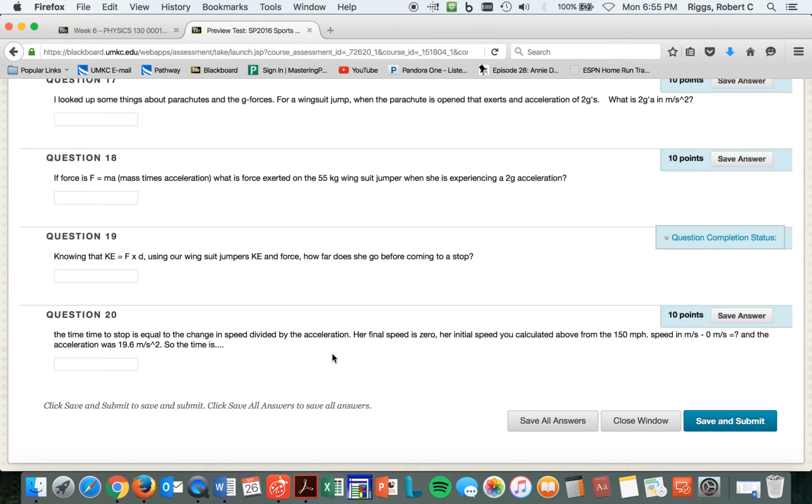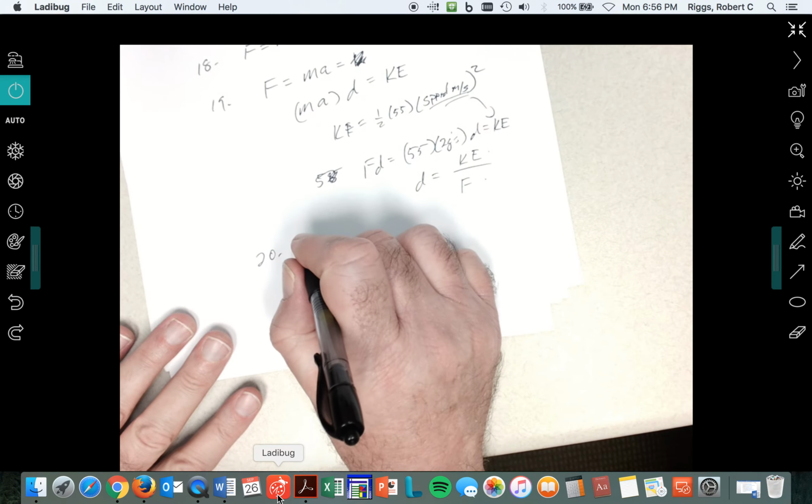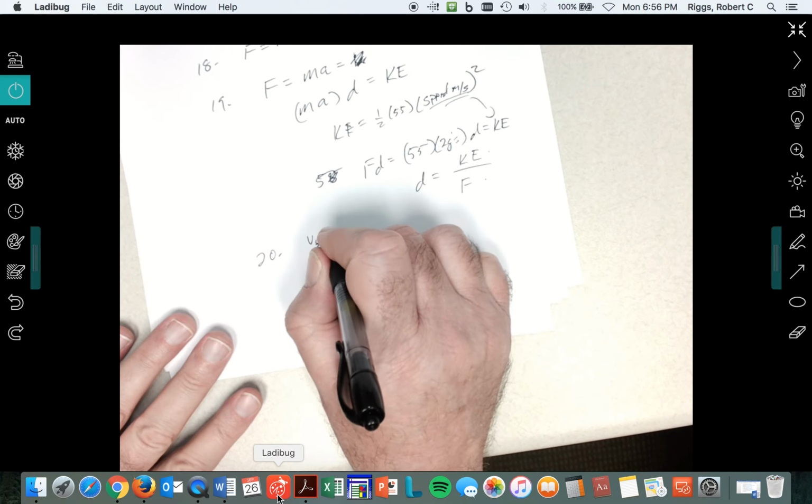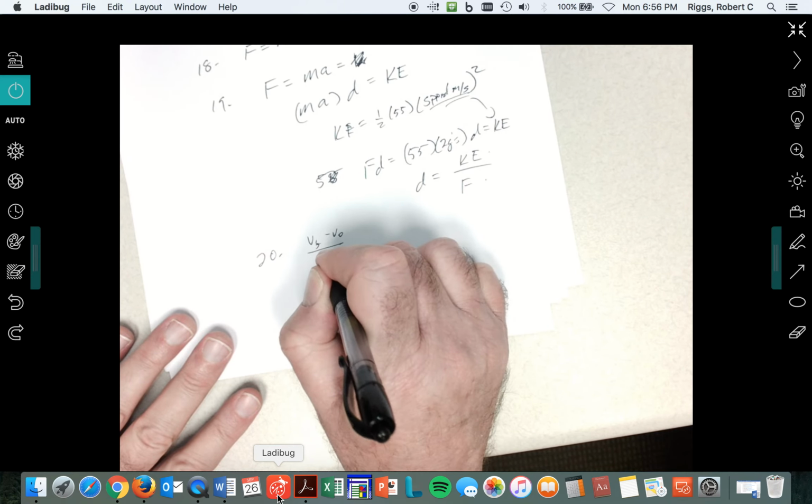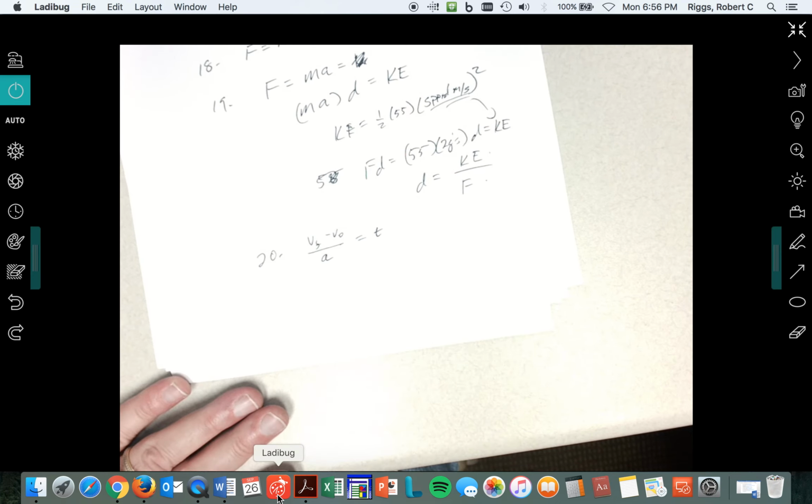The time to stop is equal to the change in speed divided by the acceleration. All right. So her final speed is 0. Her initial speed you calculated from the 150 miles per hour above. Her speed before in meters per second, minus 0, is equal to what? Well, her initial speed. And the acceleration, I gave you the 2 Gs here. So some of you are going, wait a minute, what? Say what? All right, here you go. Now, it's not that hard. So, final velocity minus the initial velocity divided by the acceleration is equal to the time that it took her to stop.